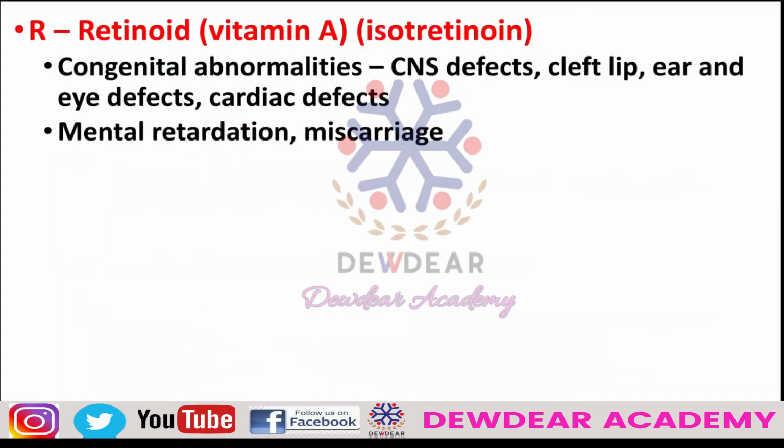Then the next category of drug is retinoids or vitamin A, and isotretinoin is a drug that comes under vitamin A or retinoids. It causes congenital abnormalities like CNS defects, cleft lip, ear and eye defects, cardiac defects, mental retardation and miscarriage. That means maternal use of vitamin A or retinoids, mainly isotretinoin, during pregnancy results in miscarriage, premature delivery and also these birth defects.